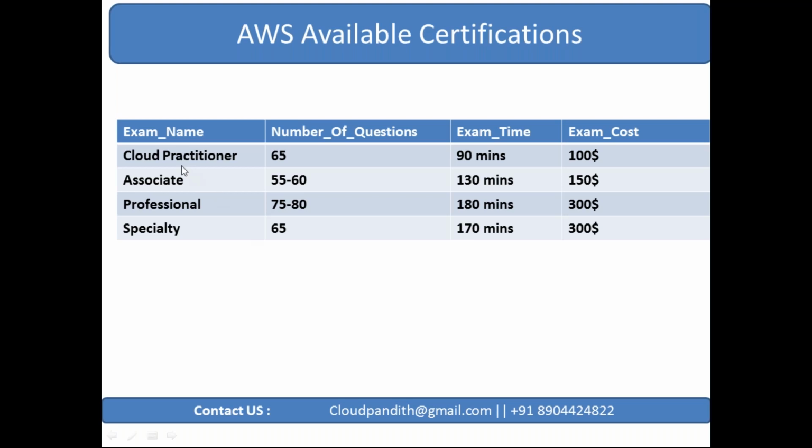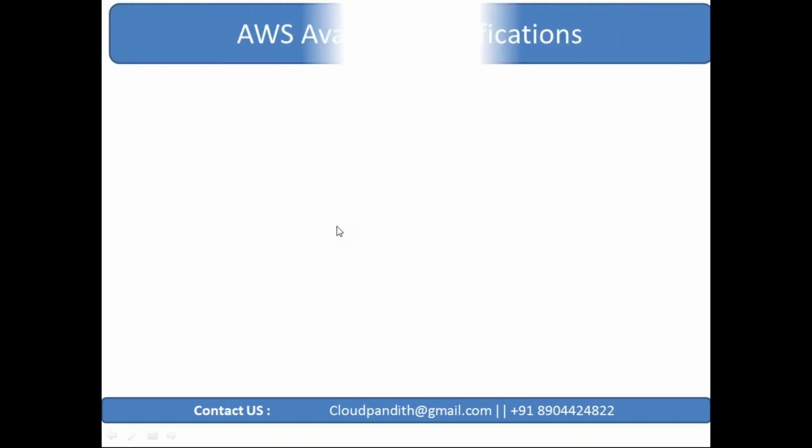If you see here, Cloud Practitioner has 65 questions, 90 minutes, and $100, friends. The associate exam has 55 to 60 questions. It will vary depending on the exam and how you attempt the questions. It is 130 minutes and a $150 price. Professional has 75 to 80 questions, 180 minutes, $300. Specialty also has 65 questions, 170 minutes, $300, friends. So this is some information about your certifications.